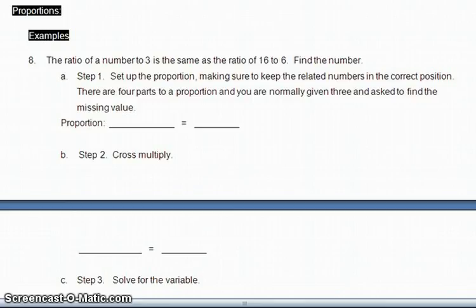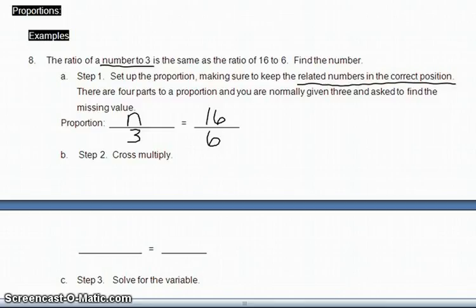The first thing you need to do is set up that proportion, making sure you keep the related numbers in the correct position. So here there are four parts to our proportion, and we're given three of them and asked to find the fourth. This says a number to 3. So some number, you can pick any variable you want, to 3 is the same as 16 is to 6. So we set up our ratios, write them in the exact order.